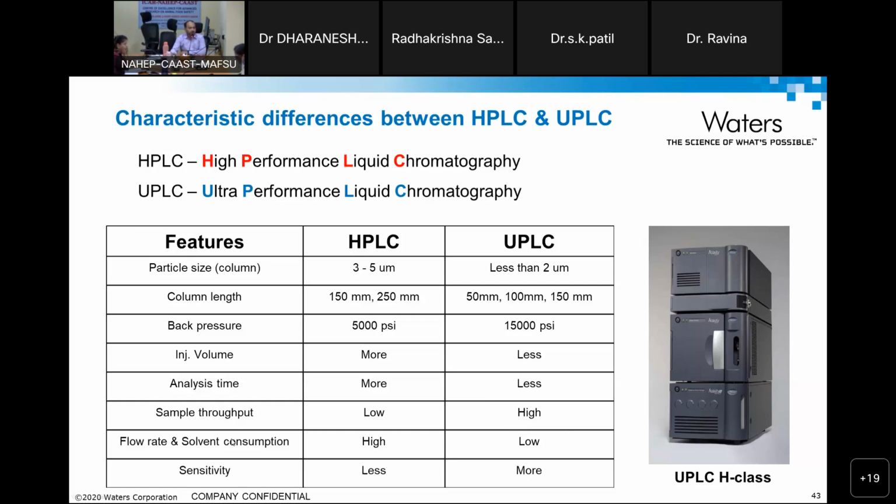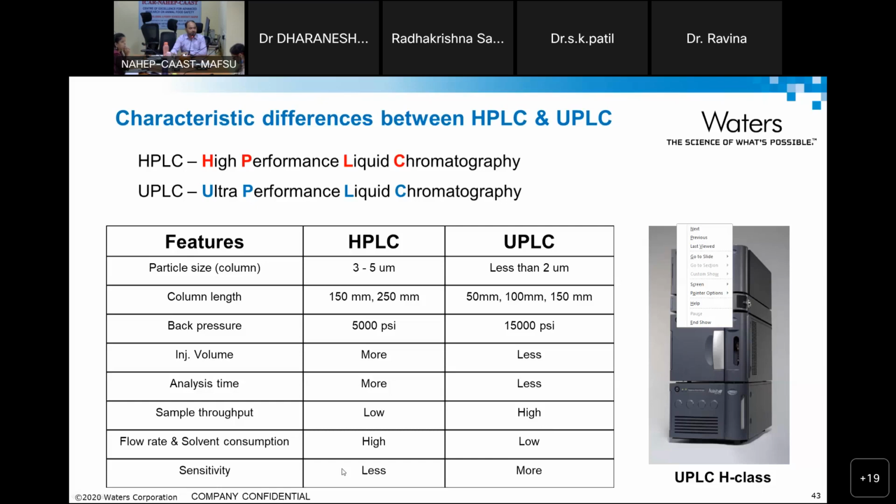Flow rate and solvent consumption. So generally, HPLC systems work on slightly higher flow rates, ranging from 1 ml per minute to 2 ml per minute. Whereas in case of UPLC, it operates at very low flow rates, starting from, let's say, 0.2 ml per minute. So it results in a very low consumption of solvents.